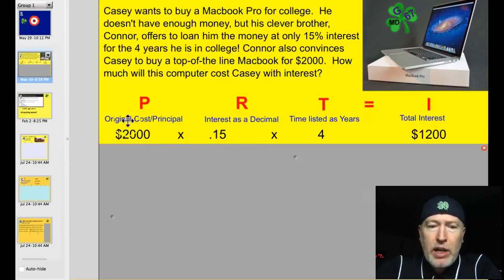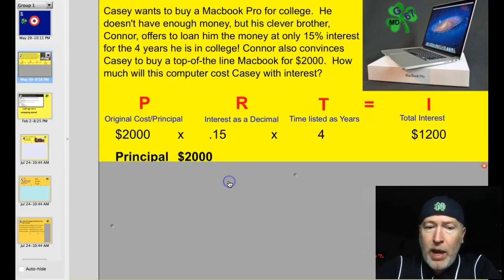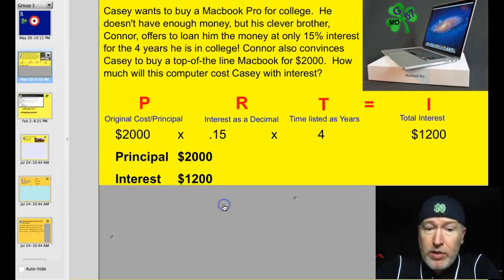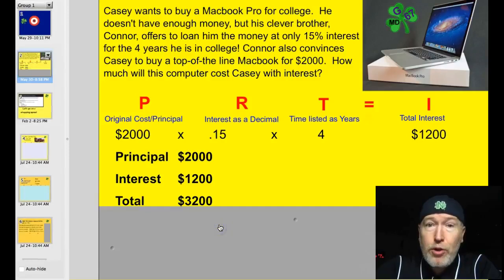Casey borrows the entire cost of the computer, $2,000, from his brother. He pays 15% interest. You express that as a decimal, so 15% as a decimal is 0.15. Times the time listed in years, which is 4 years. Multiply those all together, you have $1,200 in interest. Now that may not seem like a lot in and of itself, but when you add $2,000 for the cost of the computer, plus the $1,200 interest, the computer would cost Casey $3,200.